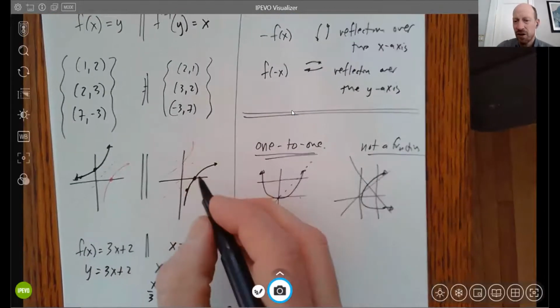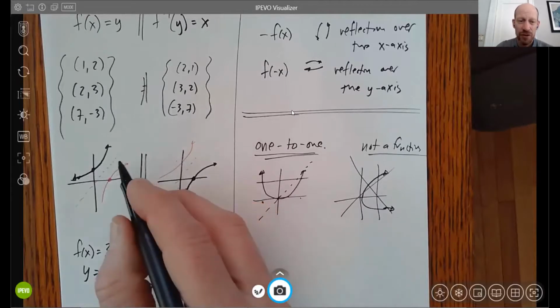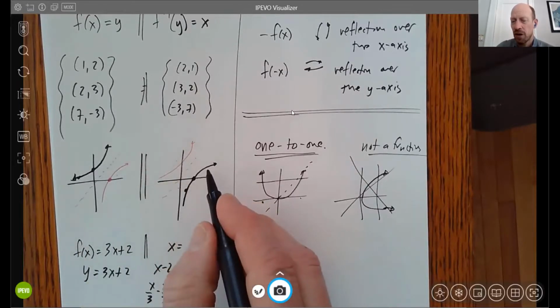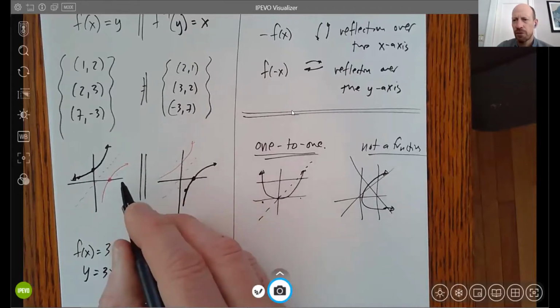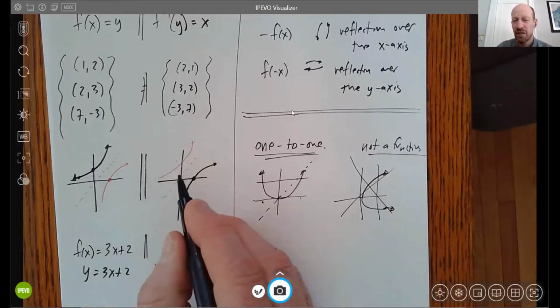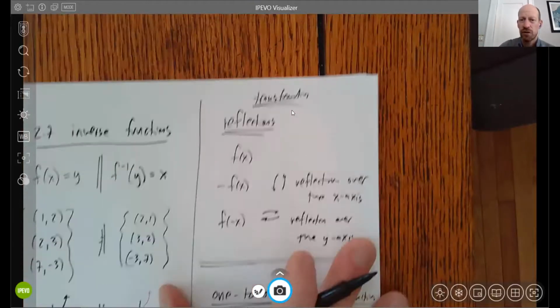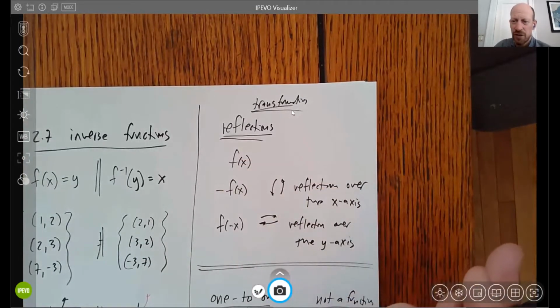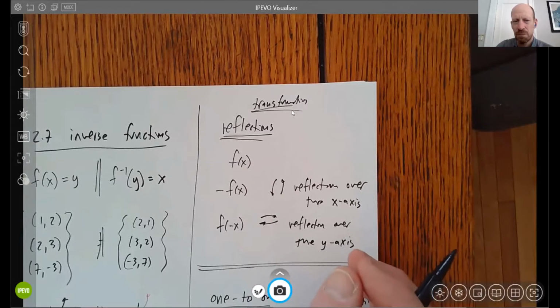This idea here is similar in that we're taking an original graph and moving it to get a new graph, but the meaning is a little different. We're really focused on the relationship between these. This is an original, and then this is its inverse. Whereas with these, the new function is just kind of a new function. It doesn't have this inverse property at all.